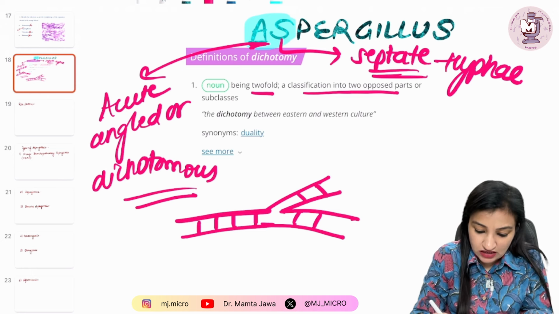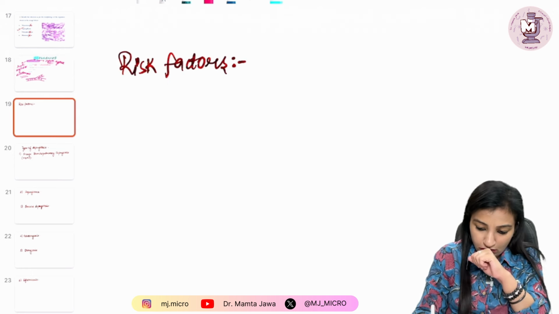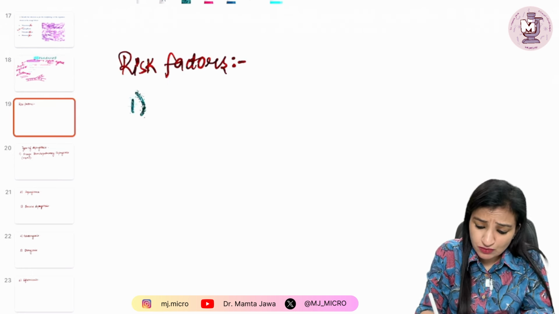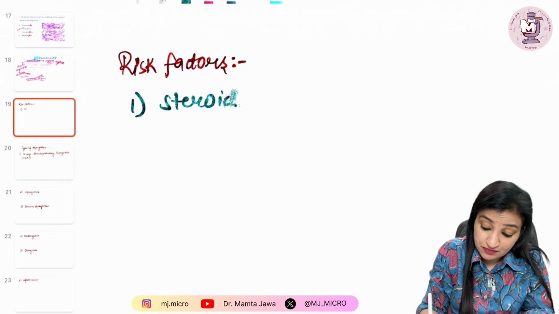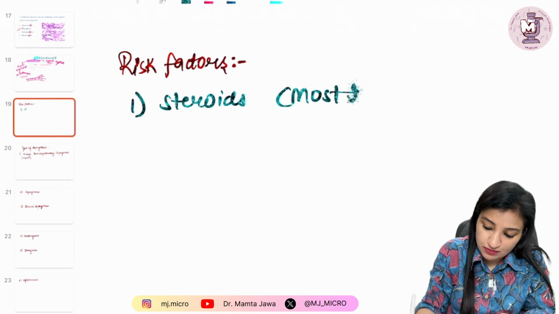Then what are the risk factors? Now the most important risk factor is the use of steroids. This is the most important.